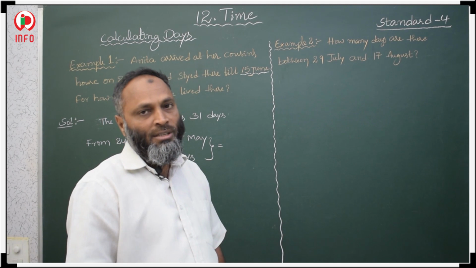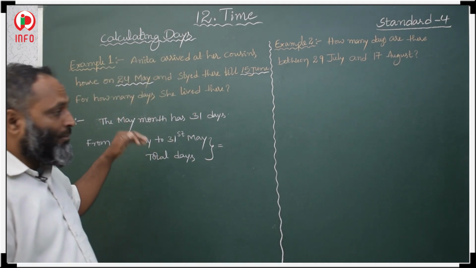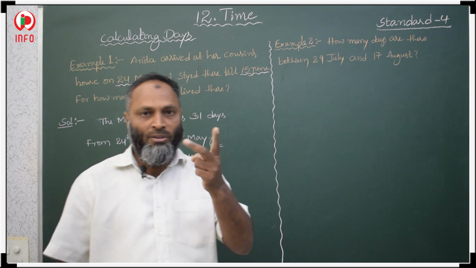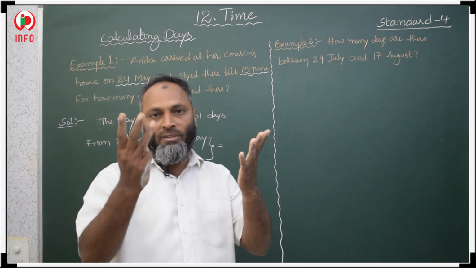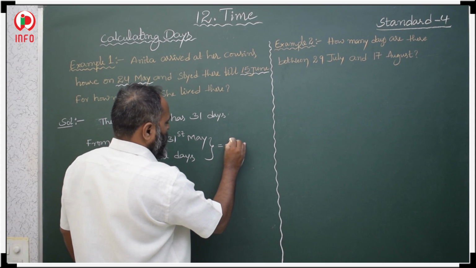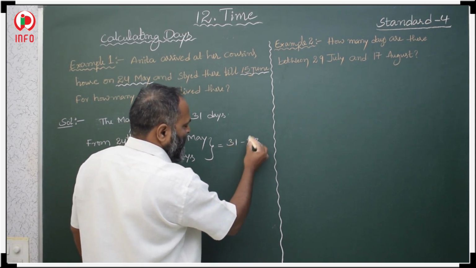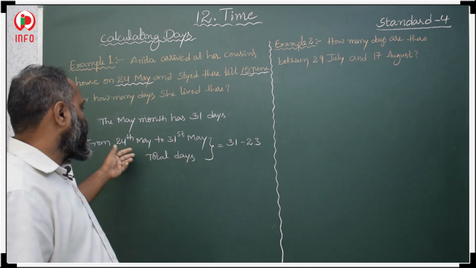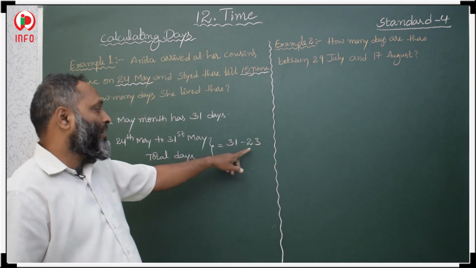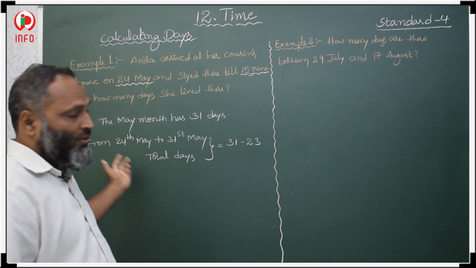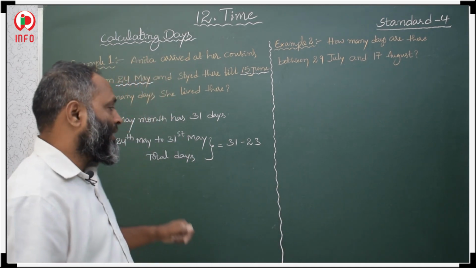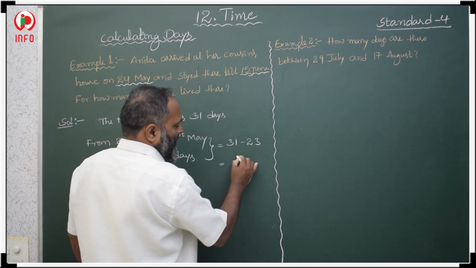How many days in the month of May she stayed there? 24 also we calculate, no? So take 23, or otherwise count on fingers: 24, 25, 26, 27, 28, 29, 30, 31, 8 days. Or otherwise take one number before, so 31 minus 23. Why are we taking 23 here? Because when we subtract, the 24th is also included, no? So that is why we should take one day before, because the 24th day is also included.